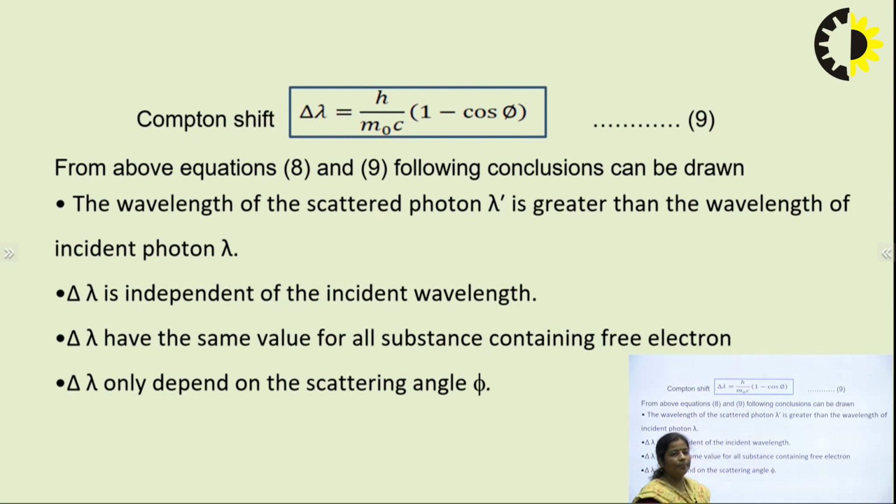c is the velocity of light, and phi is the angle of scattering. So if the angle of scattering is the same, then this delta lambda will be the same. If the angle of scattering is the same, it will not be different if I change the material, because the parameters of the material are not present here. So it will not be different for the material. That is what this result is saying. Delta lambda only depends on the scattering angle, which we have discussed just now.